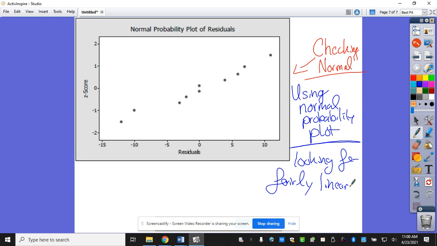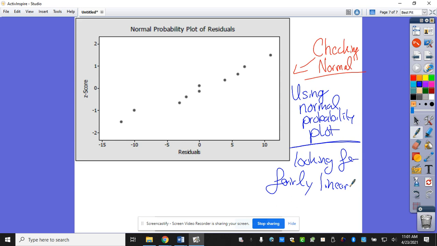I don't ever need you to make one of these, but I need you to know, if I give you this and you didn't have to check it, you would say, because of this graph, this graph is fairly normal, which means the data is what? This graph is fairly linear, so the data is approximately normal. So if I gave you that instead of giving you a histogram, you would just have to know that's what you said. Questions on that?